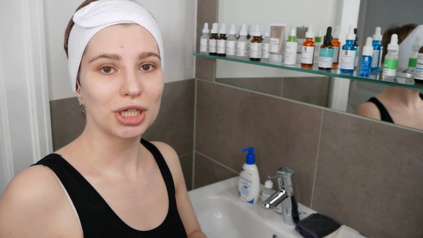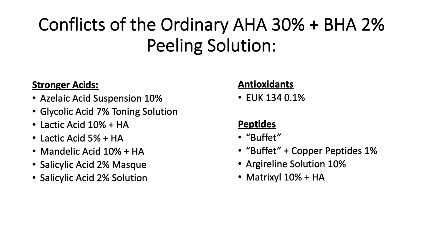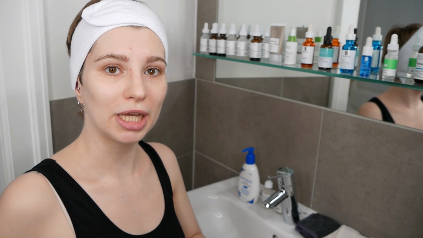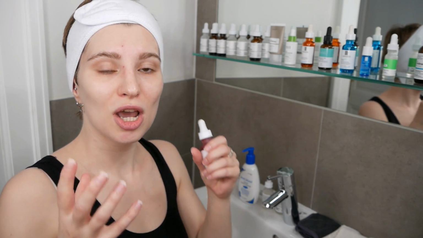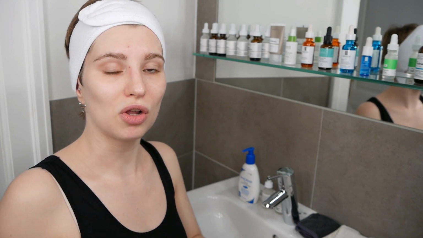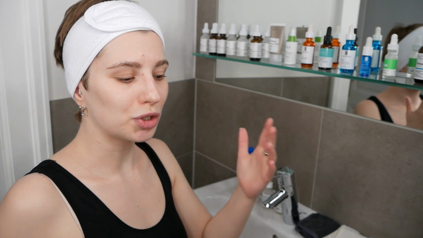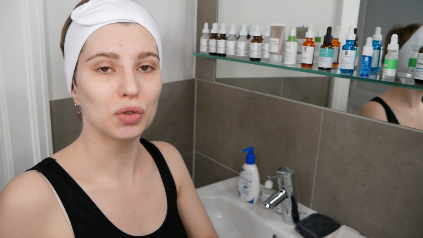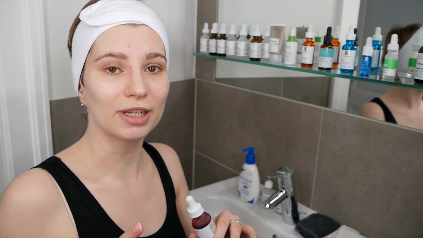Now the peeling solution has a few conflicts, which include the products that are right here on that list. It includes stronger acids as well as EUK 134, which is an antioxidant, and also the peptides. So please keep this in mind when continuing with other products after you're done with the peeling solution. Keep those conflict products from The Ordinary list in your mind so that you know what you can and cannot use when using the peeling solution that specific night.